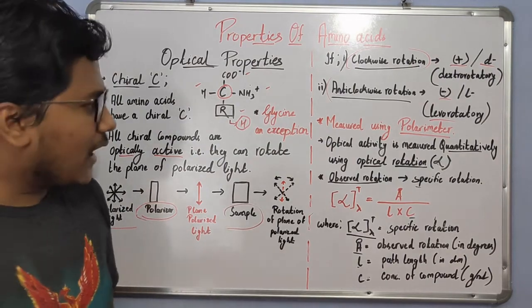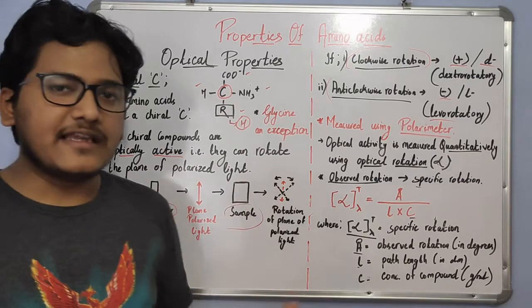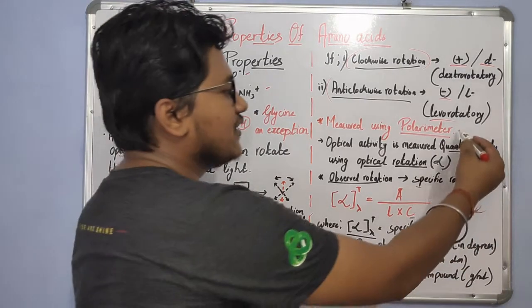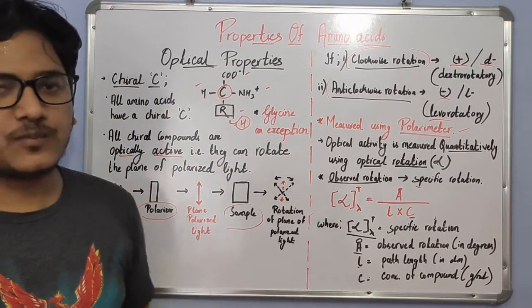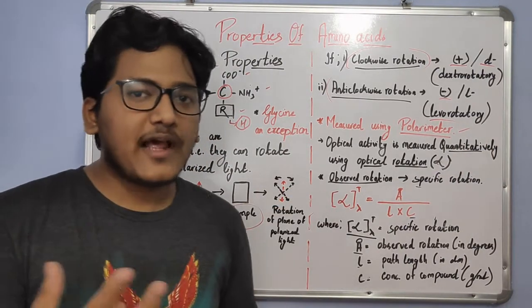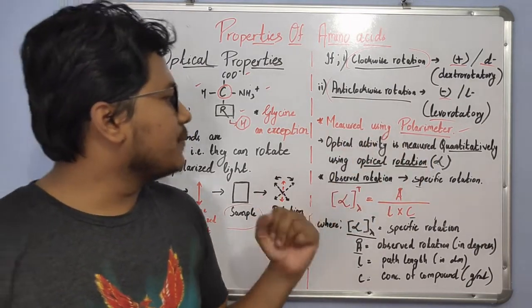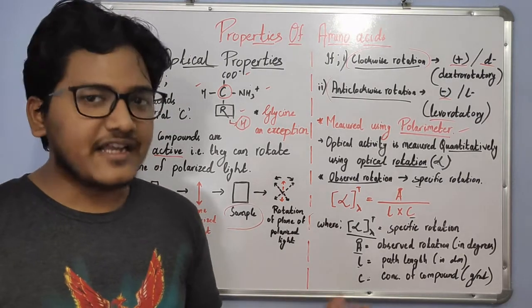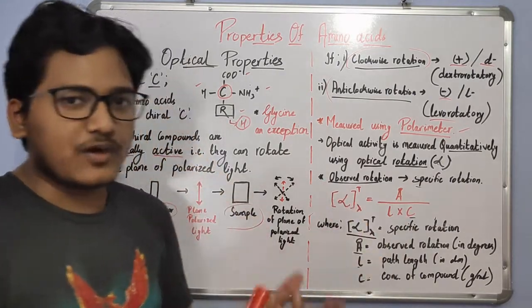Now, how is this measured actually? The optical activity of any chiral compound, or in this case the amino acids, is measured using a polarimeter, which is an instrument specific for this purpose. Now, how will the polarimeter measure? In what terms? The magnitude of measurement for the optical activity is in angle of rotation, which is in degrees, and it is quantitatively measured using optical rotation alpha.